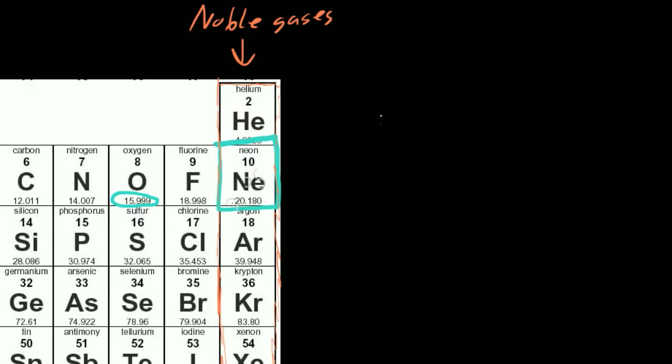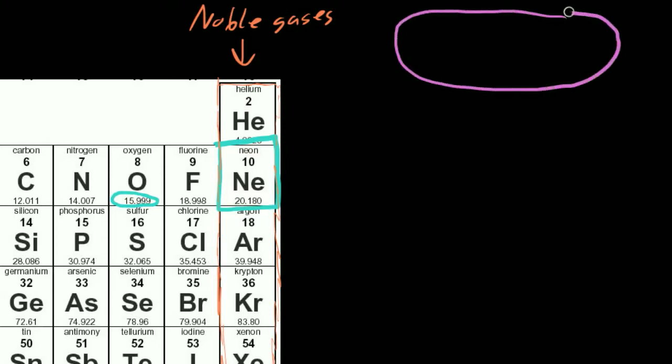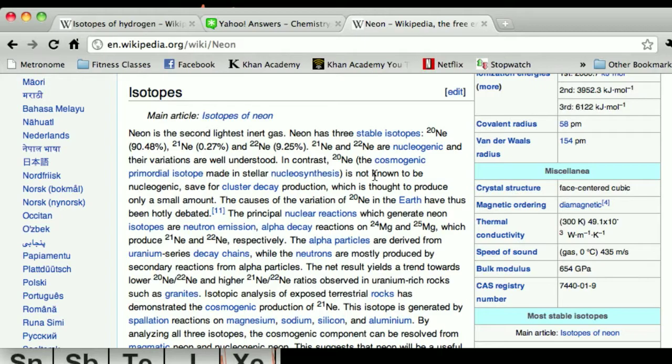So anyway, we've got three different stable isotopes of neon, and we're going to figure out their percent abundances. If we had a big balloon, let me draw a better color balloon, let's say a purple balloon, filled with neon, we could say what the percent abundance is in that balloon. Actually, let me pull up Wikipedia so we've got the exact percent abundances.